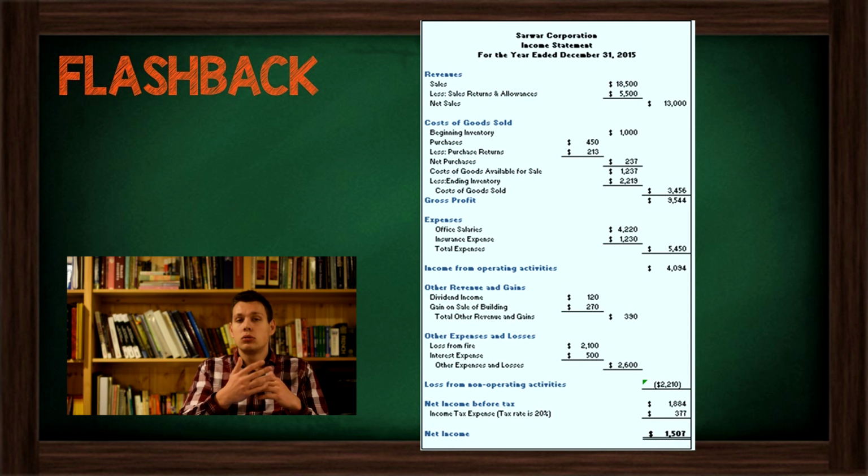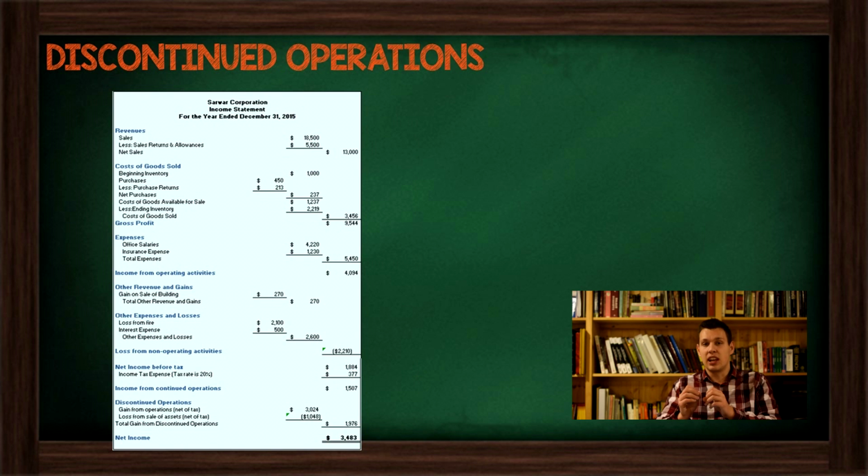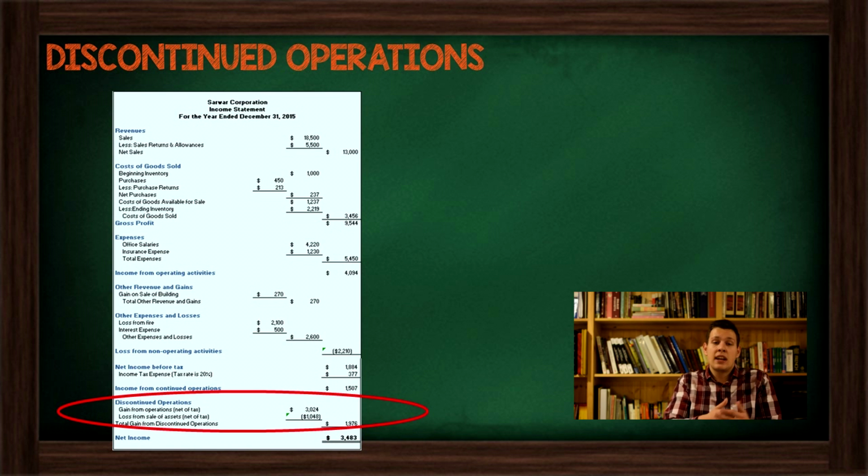But now this is what the statement looks like with discontinued operations. As you can see, really nothing much has changed at all. In fact, nothing in the statement changed except that we added a brand new section underneath the income tax, called discontinued operations. That's it. We just added a little section, and the rest of the statement is unaffected.